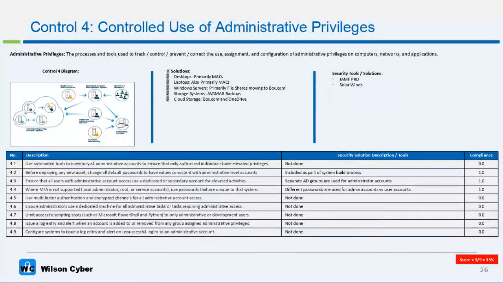Control number 4. We focus on administrative privileges, processes and tools to track, control, prevent, and correct the use, assignment, and configuration of administrative privileges on computers, networks, and applications. Here you see their current score is 33, so they're not really doing well with administrative privileges either. However, since they've just signed on with Wally, they're going to be able to have Wally take over this control completely, and that will really improve where they are currently deficient in managing administrative privileges.